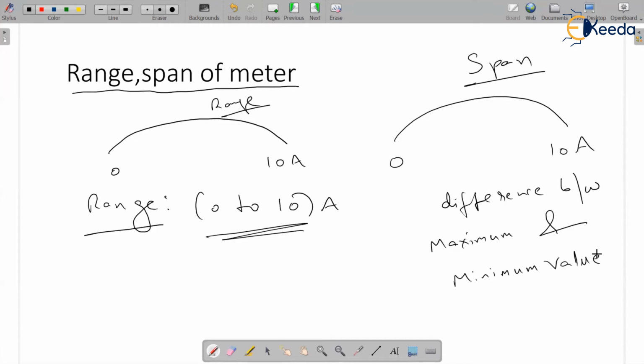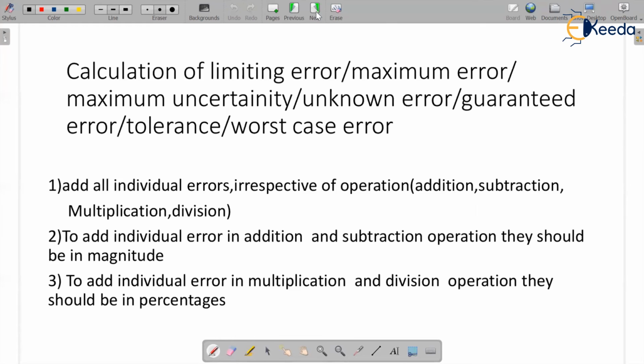So let's go for the calculation of limiting error. Please note, this was asked in GATE 17. This worst case error name was asked in GATE 17. So what is this? Calculation of a limiting error, or maximum error, maximum uncertainty. What does maximum uncertainty mean? The maximum error a meter will have, only this limiting error.